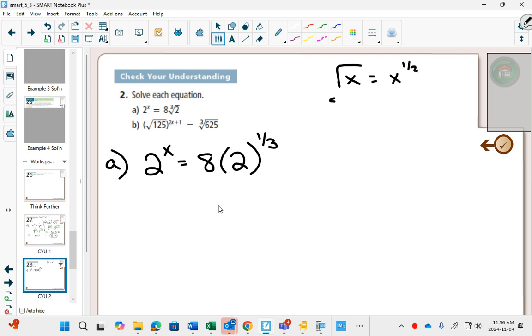If I have a fifth root of x, it's x to the 1/5. If I would have a cube root of x to the 4, that would be like an x to the 4/3.